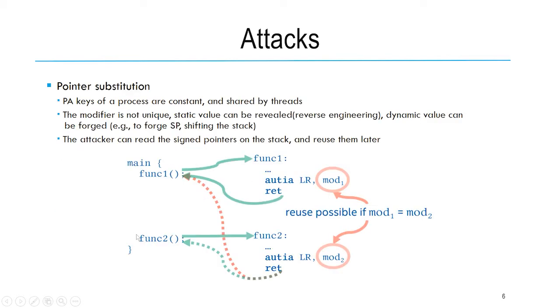The second attack is pointer substitution. Similarly, this is because the PA keys are constant and the modifier is simple and non-unique. It can be either static or dynamic.